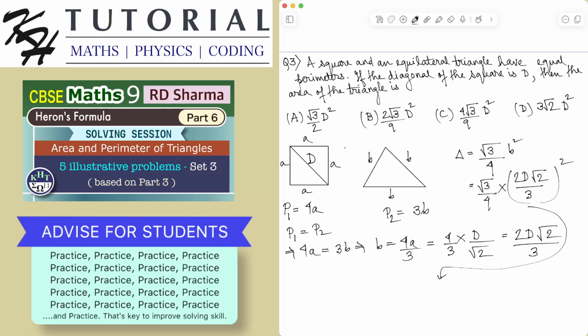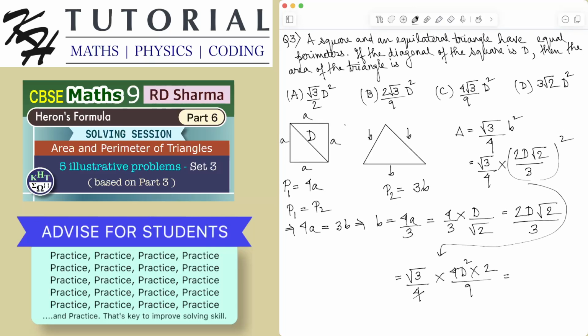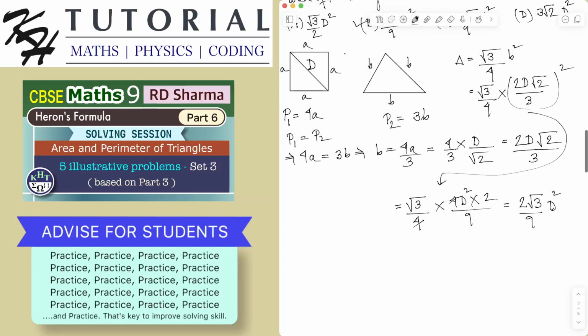So this is equal to square root of 3 divided by 4 multiplied by 4d square multiplied by 2 divided by 9. This is equal to, 4 cancels out, 2 square root of 3 divided by 9 multiplied by d square. So the area of the triangle should be 2 square root of 3 by 9 multiplied by d square. So the correct choice is B. B is the correct choice. Let's see the next problem.